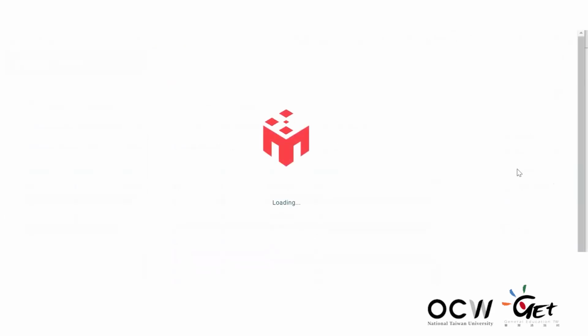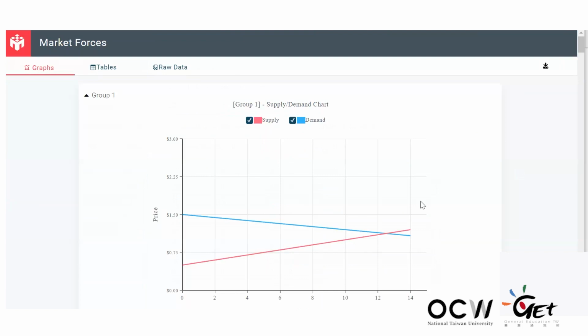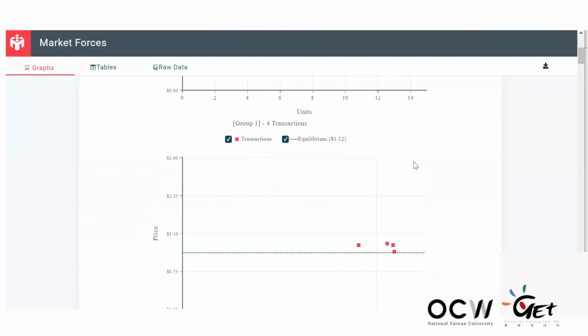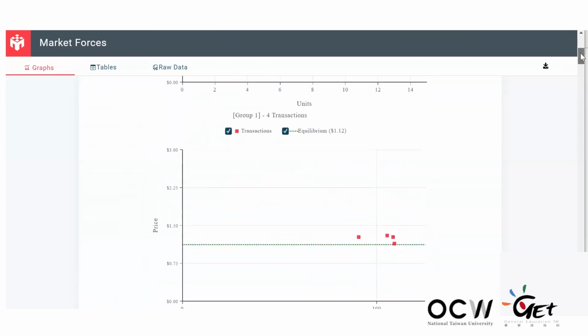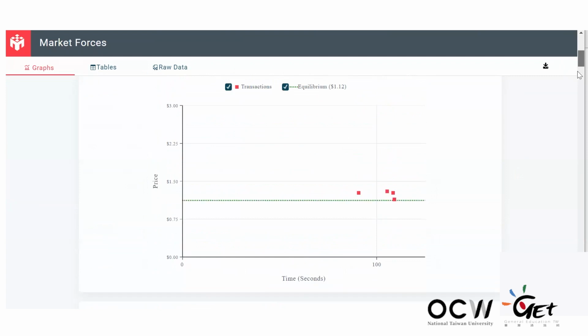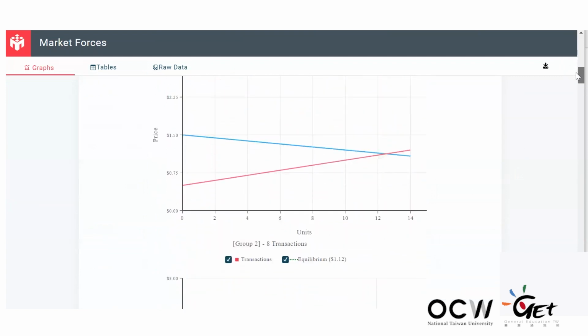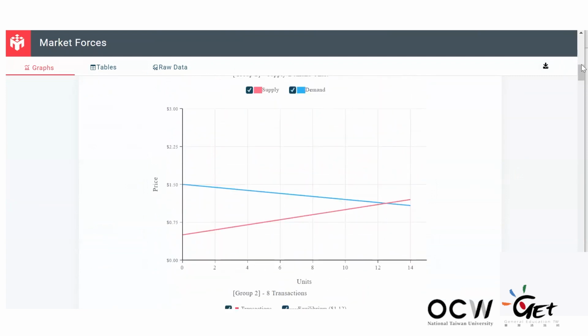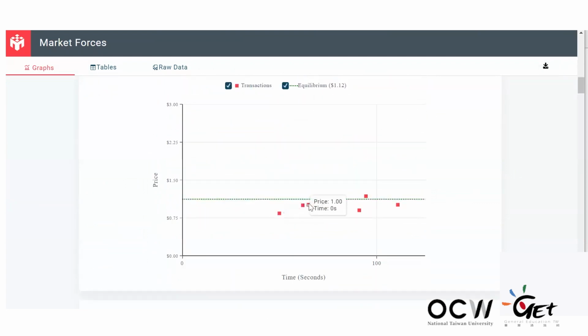Let me show you the results instantly on the screen. So this is the supply-demand curve. And this is group 1. You can see group 1 at the very end. There were 4 transactions and converging towards the equilibrium price of 112. And this is group 2. Remember, this is the supply-demand curve. Group 2, there were a lot of transactions, starting too low, but then fluctuating, converging towards the equilibrium price.